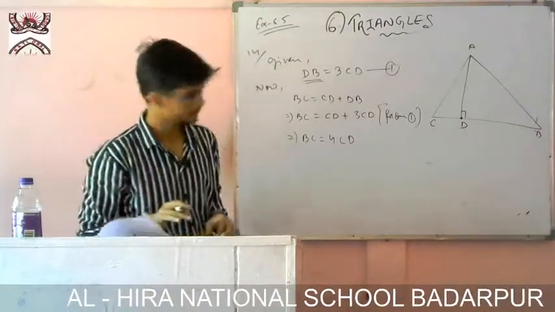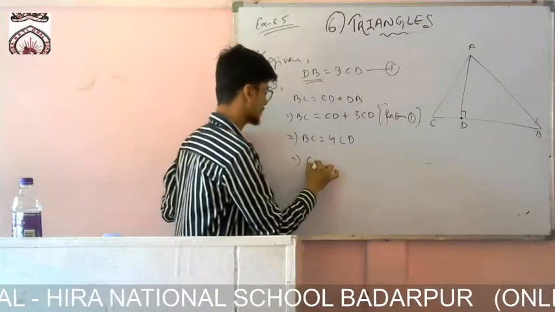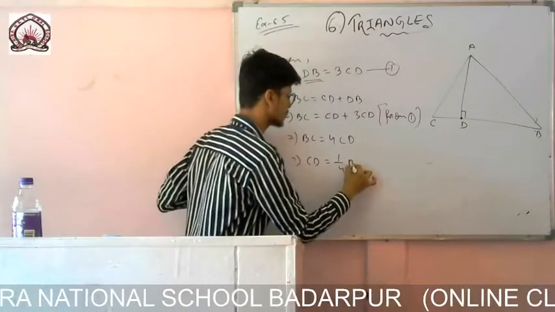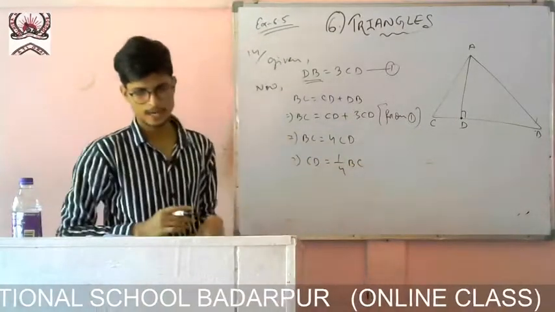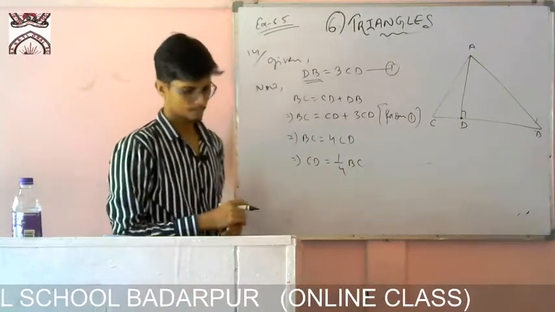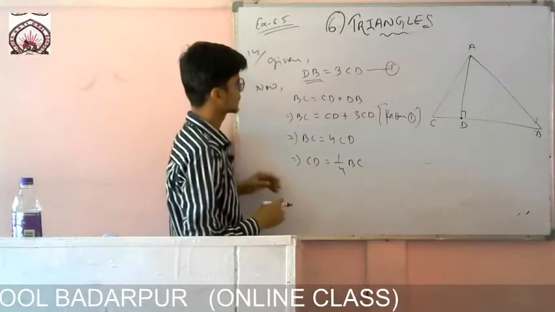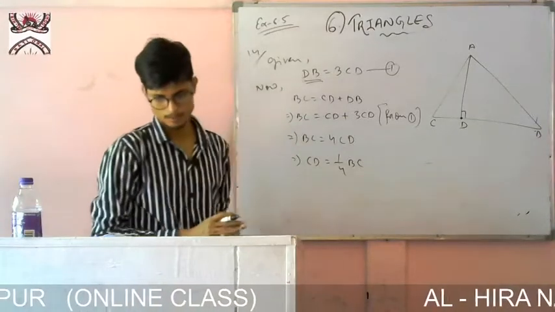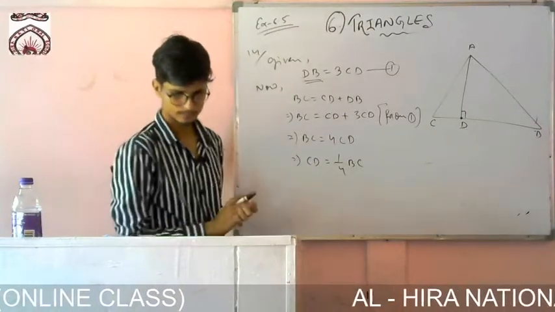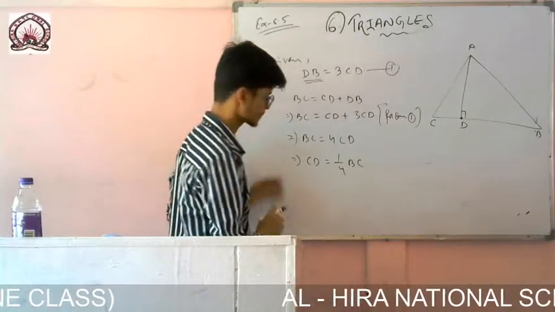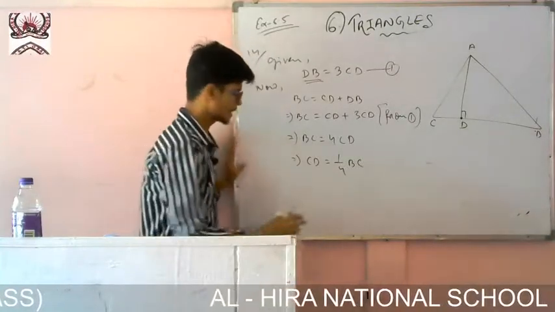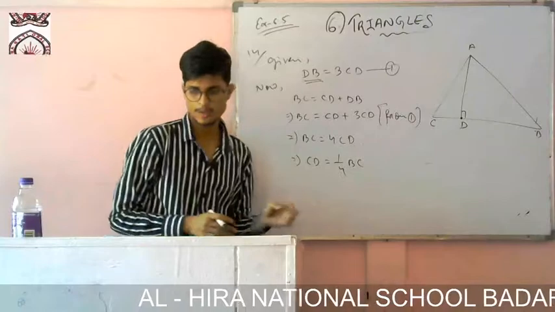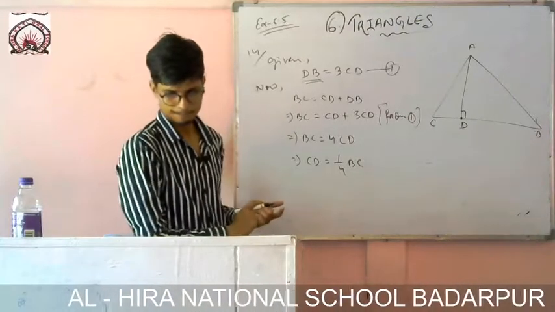That means if I write CD, I can write it as 1 by 4 BC. CD is equal to 1 by 4 BC.